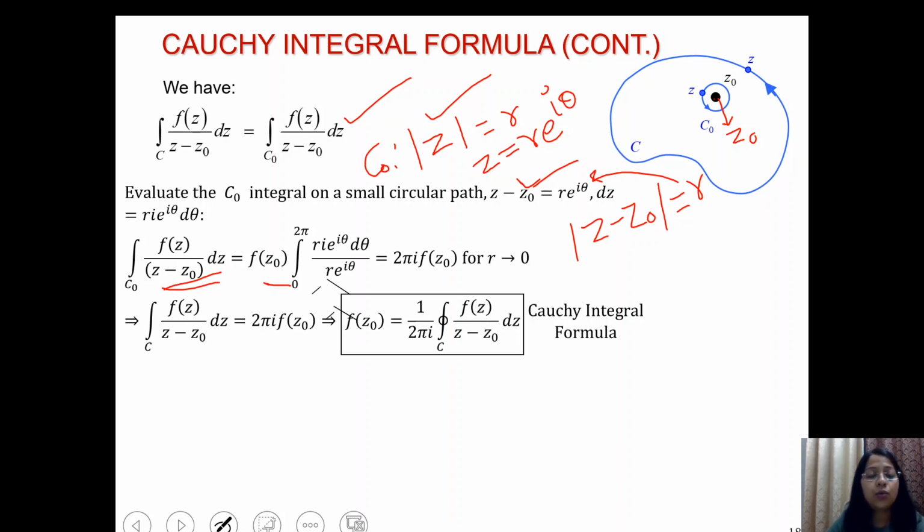Whatever we assume to derive a result, we have to eliminate it. For that we take small r as 0. So this term is cancelled, and what we have is 2 pi iota f(z0). After integrating, this is also cancelled; iota remains and theta is integrated, so 2 pi is the result. This shows that f(z0) is equal to 1 upon 2 pi iota closed integral over C of f(z) by z minus z0 dz. This is known as the Cauchy integral formula.